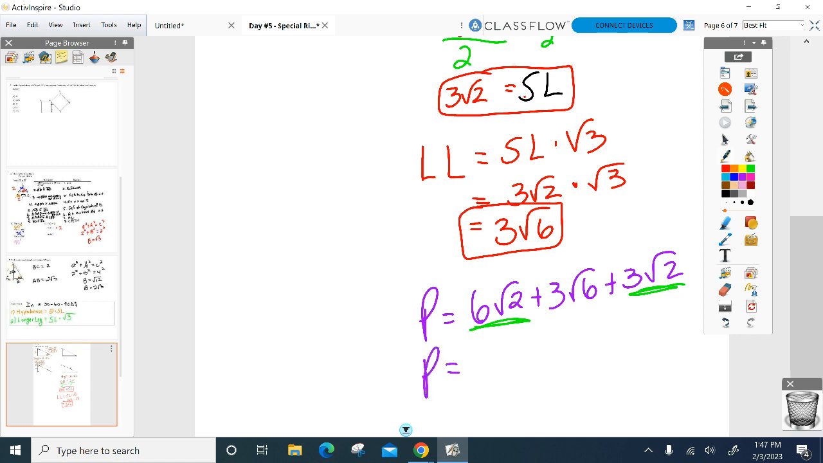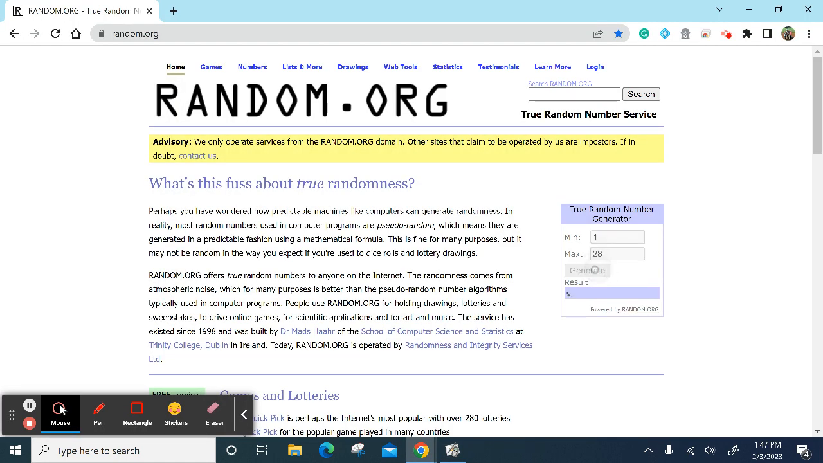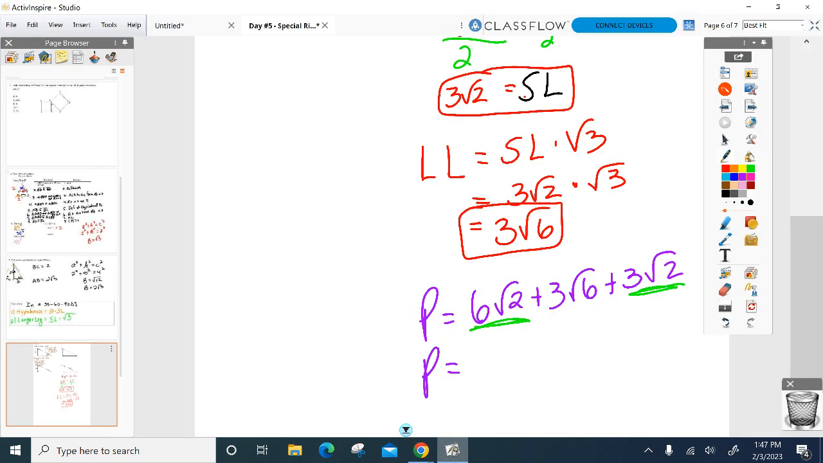When I combine those, I'll end up with what? One more number for today. 9 radical 2 plus 3 radical 6. I know that's not pleasing to the eyes, but that is what the perimeter is. And we leave it like that.